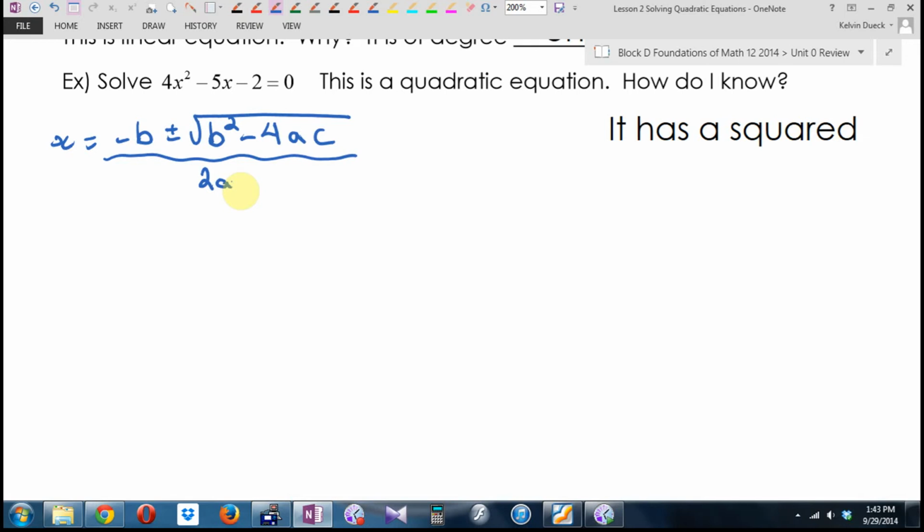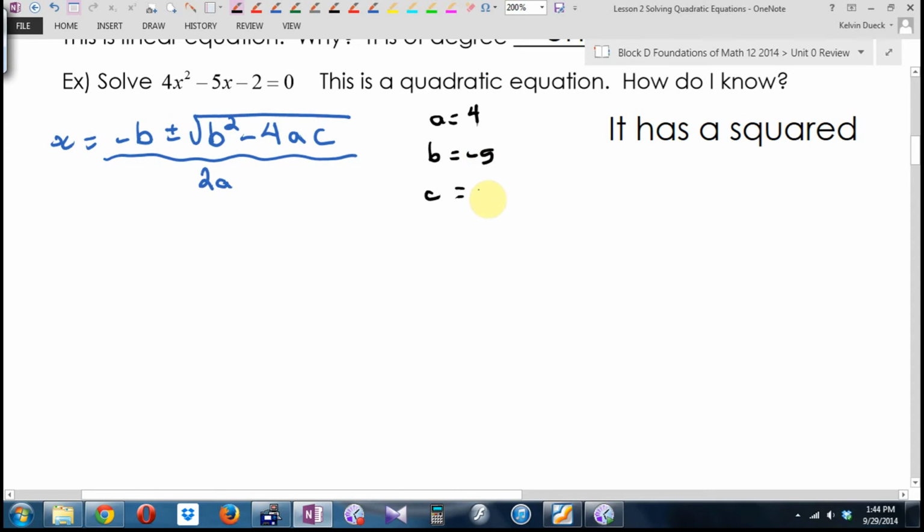Okay. Now, you might have had a teacher last year, and I'm perfectly okay if your teacher last year said, and now you list A equals, and you list B equals, and you list C equals, and you go A equals 4, B equals -5, and C equals -2. You can do that. I just erased it.